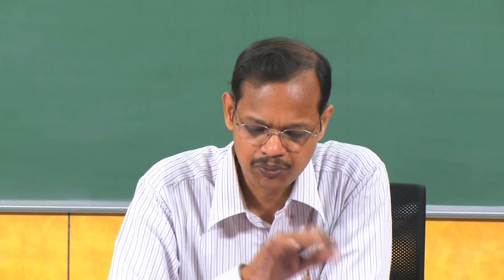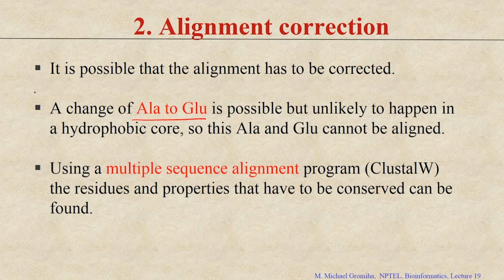Destabilize, right, because it is a charged residue, it will destabilize the protein. So, it is less possible to have this type of alignment. In this case, the alignment you need to change, so introduce a gap, and you can make these residues not aligned; you have to align properly.